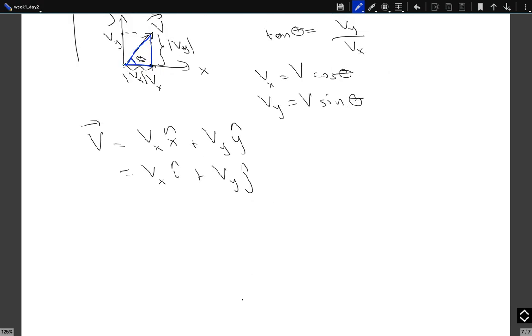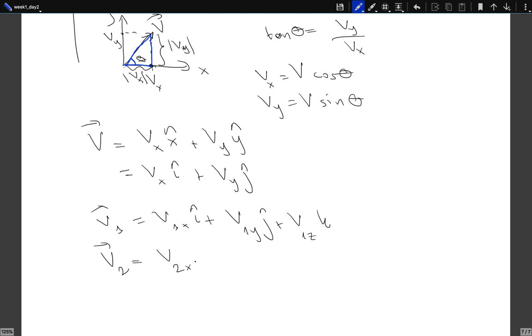If you have a second vector, let's say you have V1 with components V1x, V1y, and let's say V1z, k hat. And now you have the second vector, V2x, V2y, V2z.